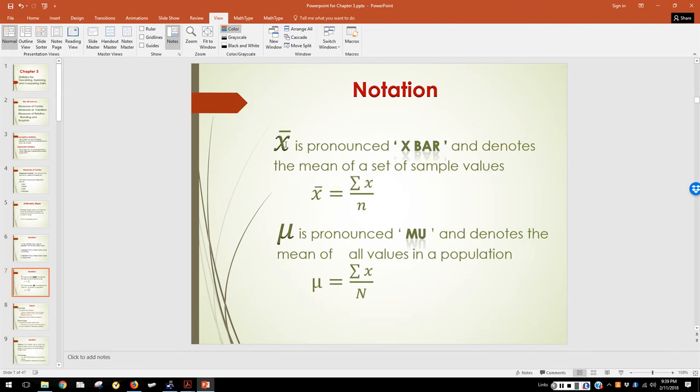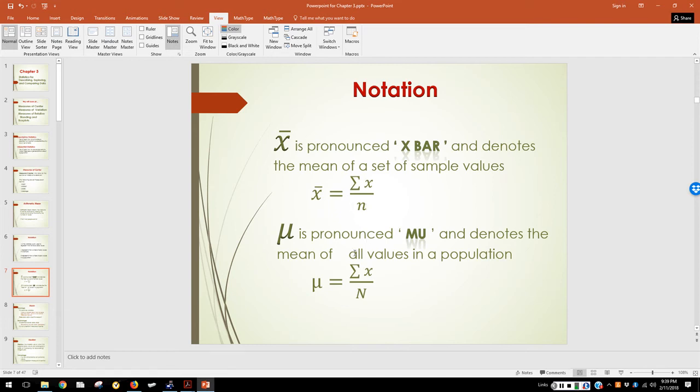In notation, x bar is used to represent the mean of a set of sample data values, and it's pronounced x bar. It's an x with a line over it. The way we calculate x bar is we add up the data values. This symbol here simply is saying add up all the data, and then you're going to divide by the number of data values, which is lowercase n.